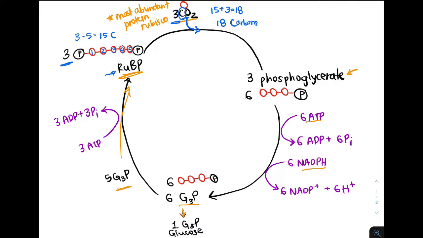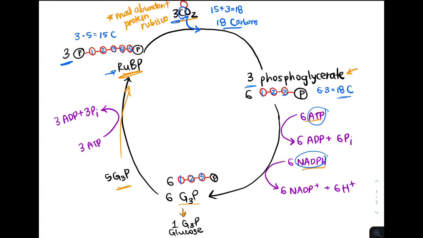We will now turn this into 3 molecules of phosphoglycerate. Each phosphoglycerate has 3 carbons. 6 times 3 is 18, so we still have 18 carbons like we should. We will then use ATP and NADPH to produce 6 G3P. Again, 6 times 3 is still 18, so we still have all our carbons. We have not lost any carbons.